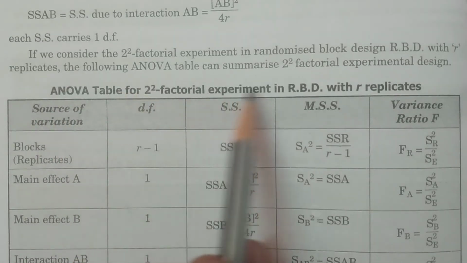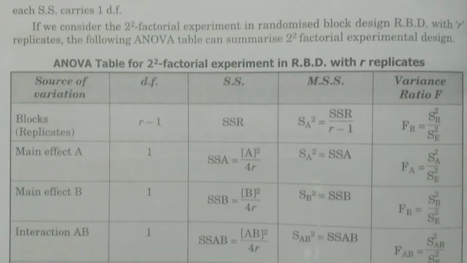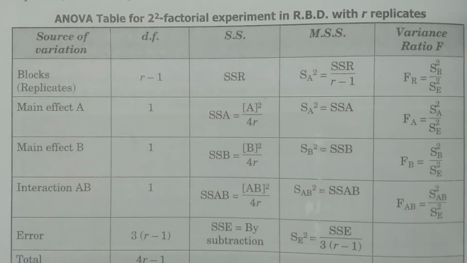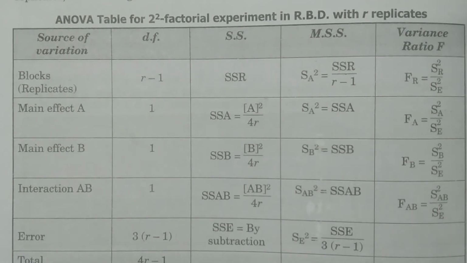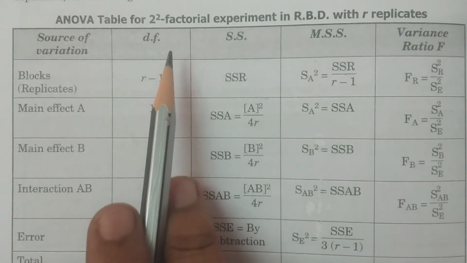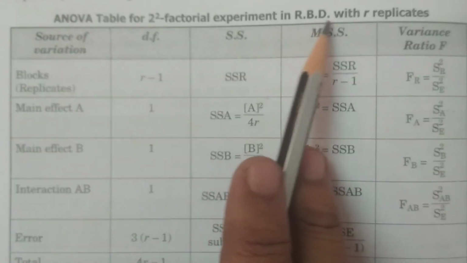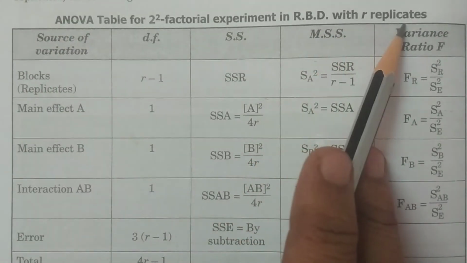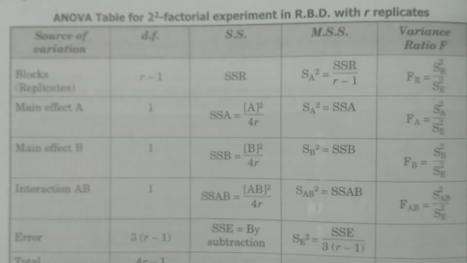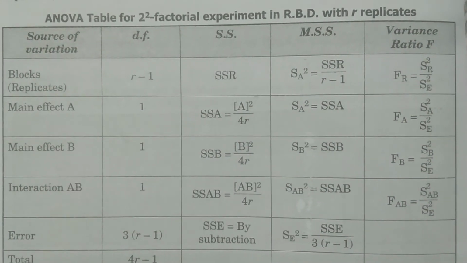The following ANOVA table is going to be summarized for the 2 square factorial experimental design with how many replicates? R replicates. At the end we have to show the ANOVA table of a 2 square factorial experiment in RBD with R replicates. This is what you have to write clearly. And what are the columns required to write?